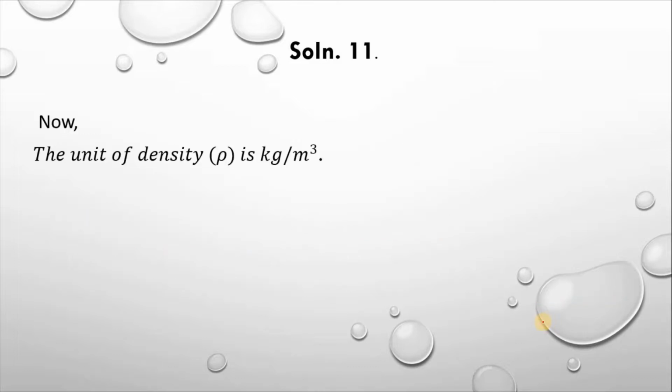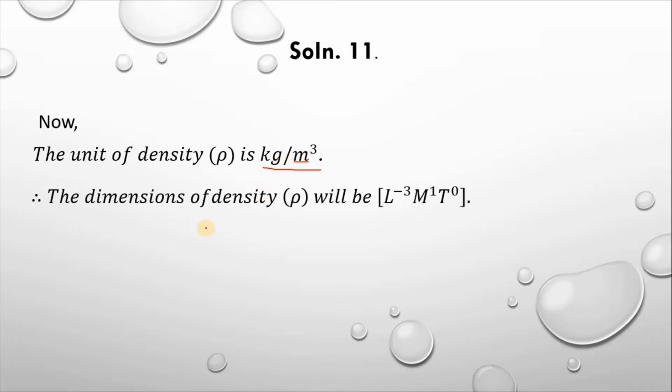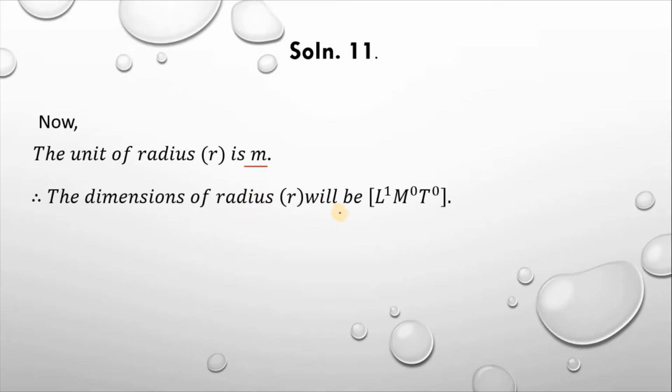And now we'll go towards the density. The unit of density will be kilogram per meter cube, right? As you already know that density can be written as mass upon volume. So mass, and this is volume. And now the dimensions of density will become L minus 3, M1, and T0. The last thing that we have to do is write the dimension of radius, which is meter. So the dimensions of radius will be L1, M0, and T0.